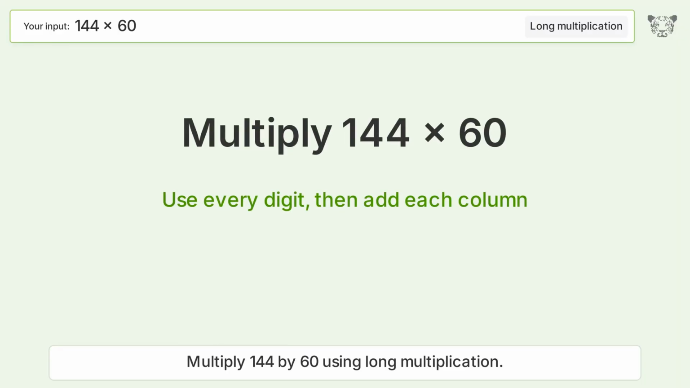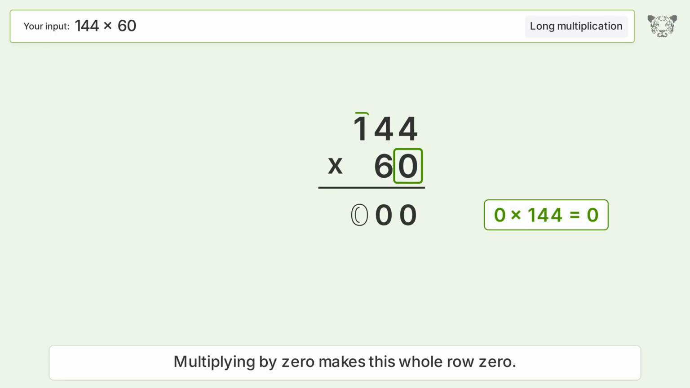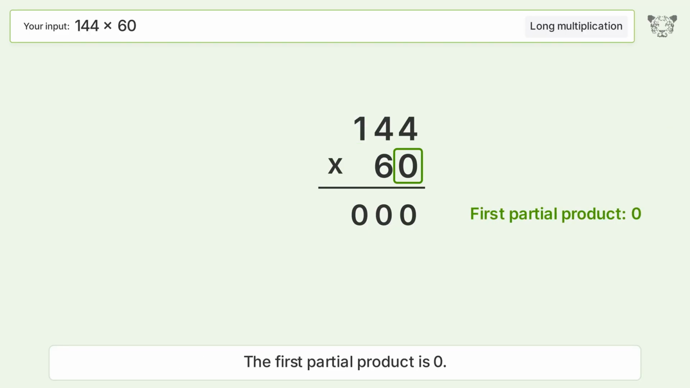Multiply 144 by 60 using long multiplication. Start with the ones digit, 0. Multiplying by 0 makes this whole row 0. The first partial product is 0.